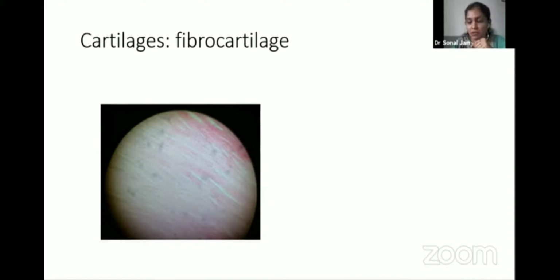Now fibrocartilage has collagen fibers more in bundles, so it is also called white cartilage. The chondrocytes, that is the cells of cartilage, are arranged in rows. Examples are the intervertebral disc and the glenoid and acetabular labrum.